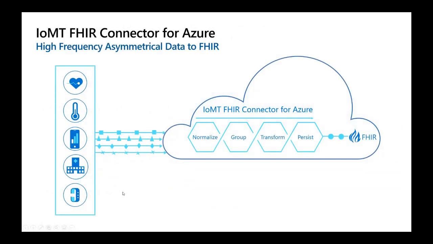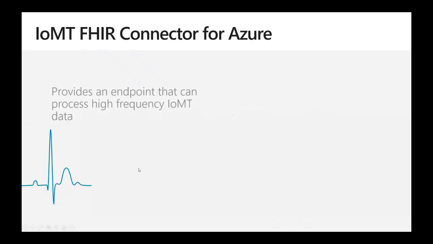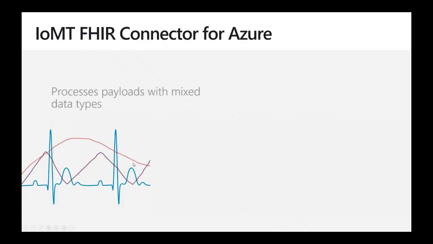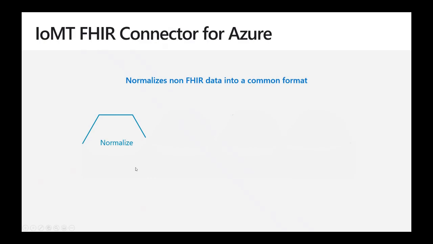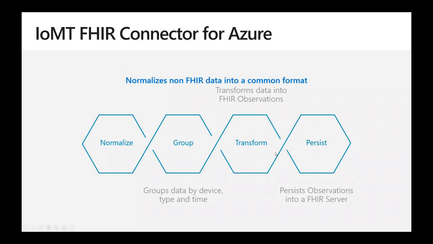So what is the IMT FHIR Connector for Azure? We provide an endpoint that can process high-frequency IMT data and process payloads with mixed data types, and we accomplish this by first normalizing data. So we take data that's in a non-FHIR format and merge it into a common intermediate format. Then we group that data by various properties, and then we do the transform step where we convert it into FHIR observations. And finally, it's persisted in the target FHIR server.